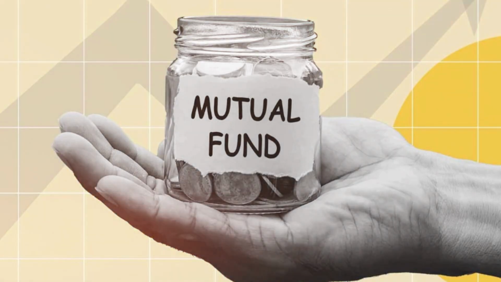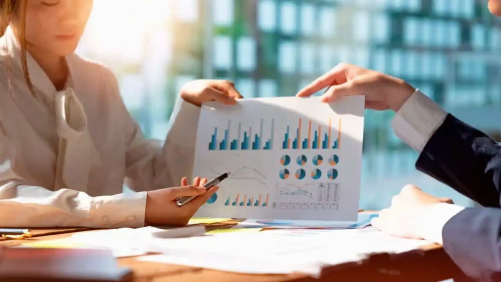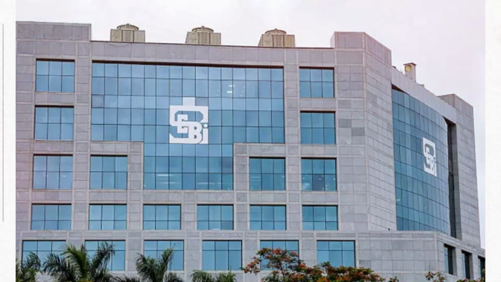SEBI brings transparency to mutual funds. The Securities and Exchange Board of India (SEBI) recently announced an important change in how mutual funds in India present their performance to investors. In a new circular, SEBI directed mutual fund companies to disclose a metric called the information ratio (R) for all equity-oriented schemes.